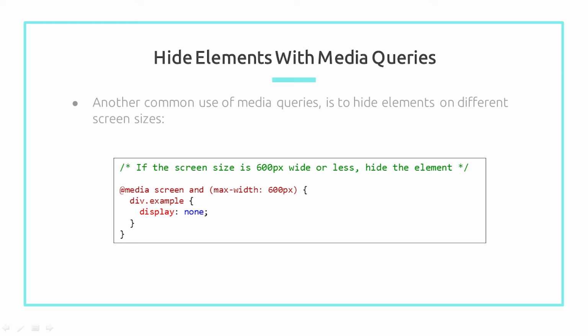Hide elements with media queries. Another common use of media queries is to hide elements on different screen sizes. If the screen size is 600 pixels wide or less, hide the element.